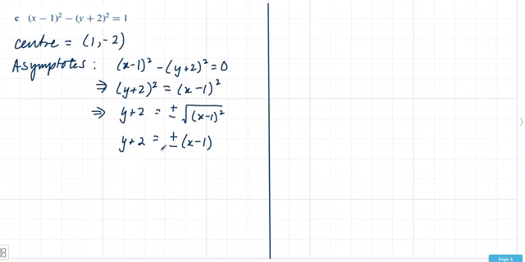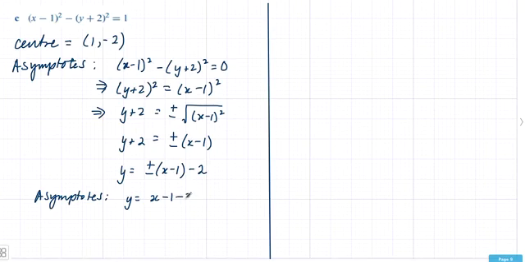And we've got two cases here. So I'm just going to solve this for y, plus or minus (x minus 1). This will be a minus 2 over here. So the two asymptotes are going to be y equals, let's do the plus first, plus x plus a minus 1, that's minus 1, and then take away 2. That's going to be x take 3.